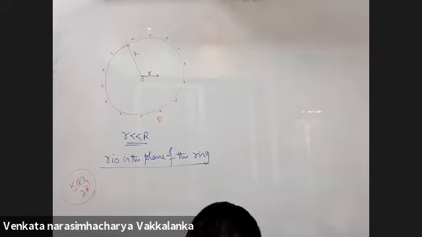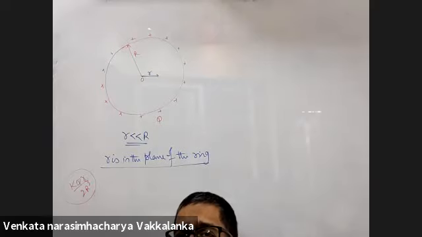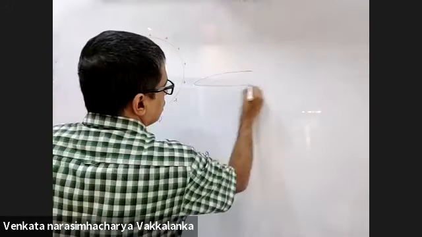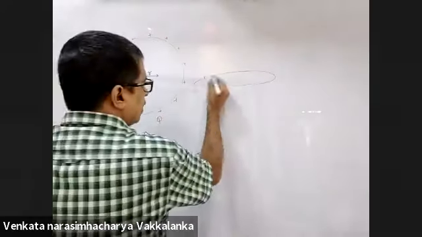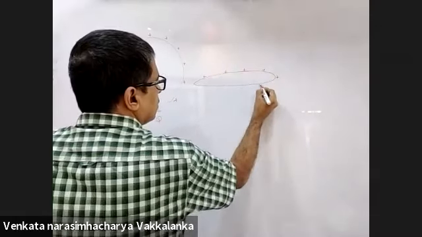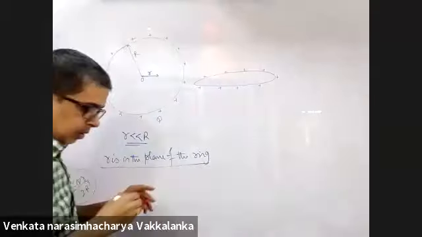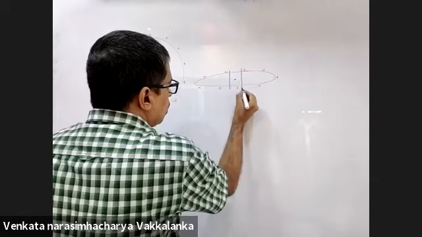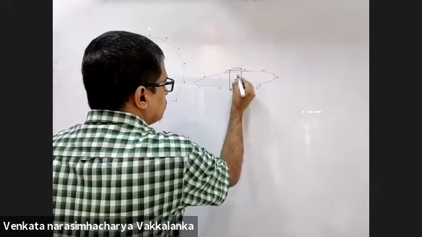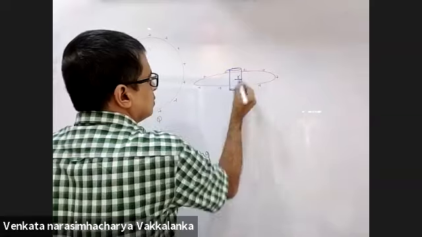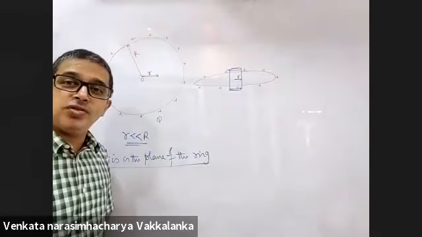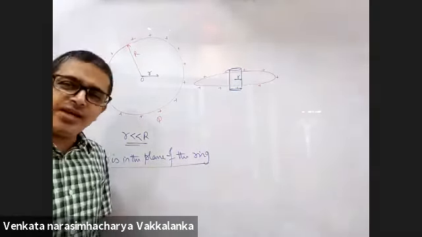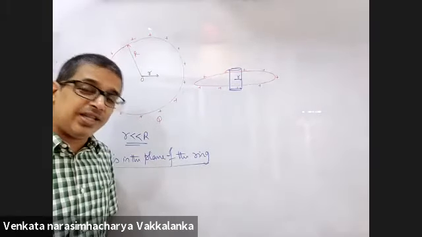Somebody wants a hint. Shall I? Yes, sir, please. I drew the ring this way. I consider a small Gaussian cylinder like this, a small Gaussian pill cylinder, such that the radius of the cylinder is small r.